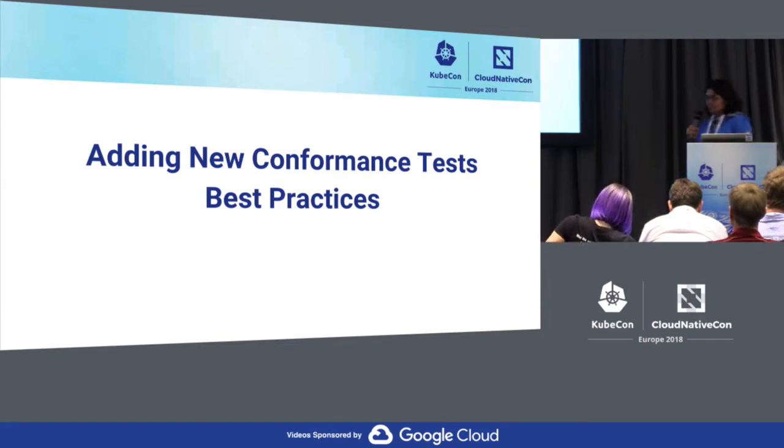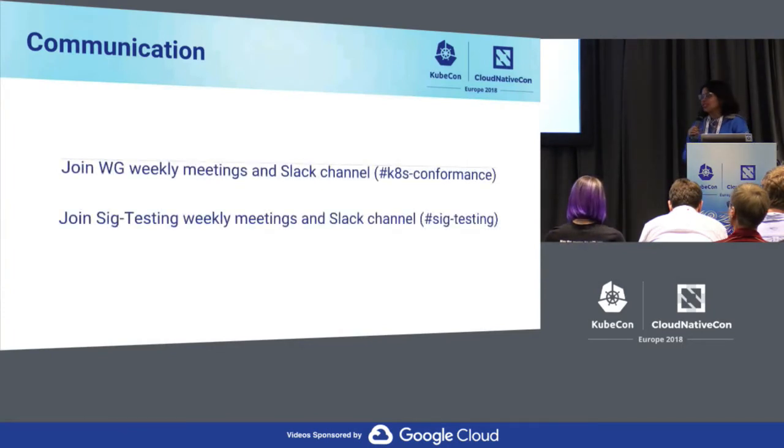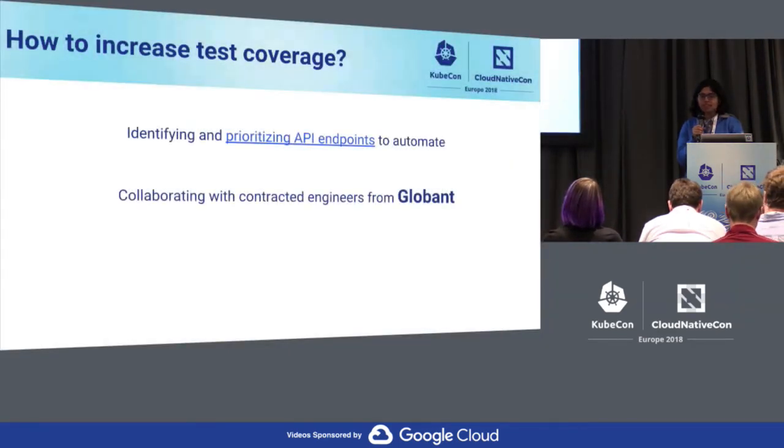So these are basically some best practices for adding new conformance tests. Basically communication. You have to join the weekly working group meetings and the Slack channel. And SIG testing also has weekly meetings and Slack channels as well. And how to increase coverage, basically prioritizing API endpoints, which Hippie Hacker went over, and that was a really good overview of how to prioritize.